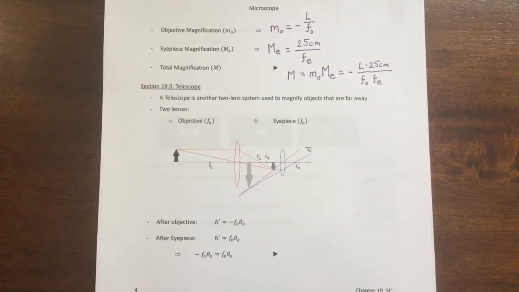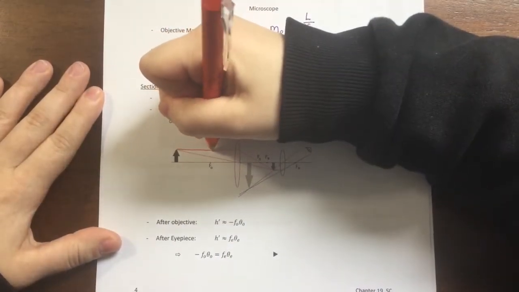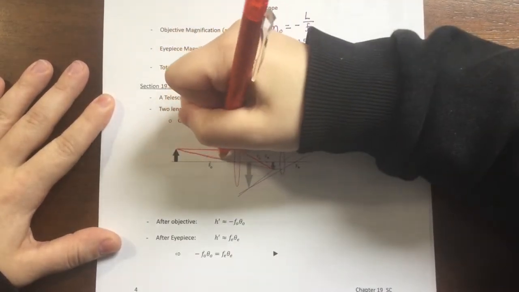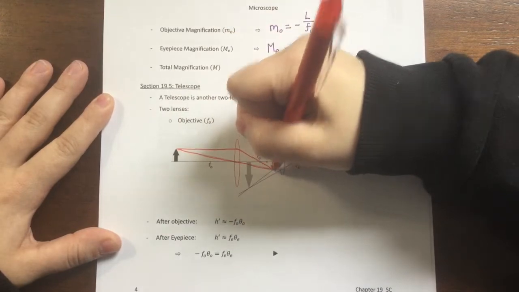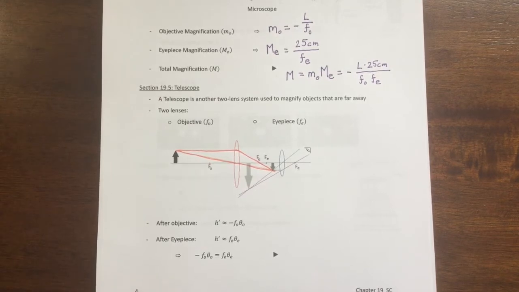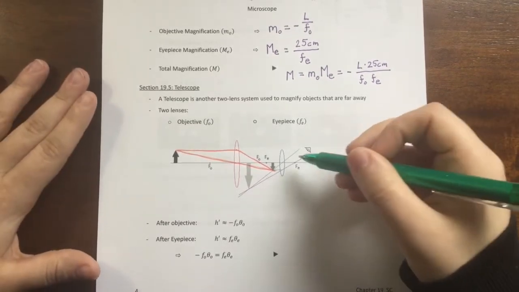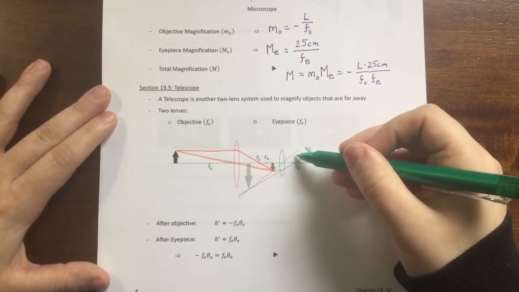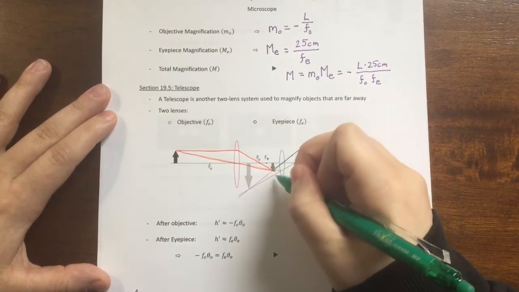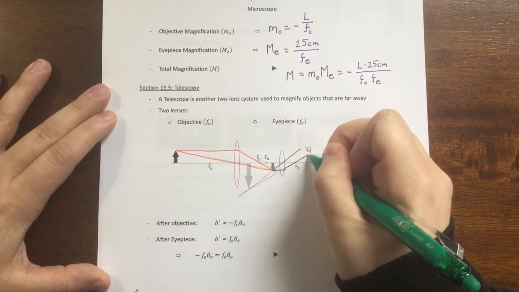Actually, I can trace those out. So these orange lines are creating our real image. That's what we had before, actually. Now, that real image is going to go through this lens, the eyepiece. That's these green lines. These green lines are going to go through the eyepiece.